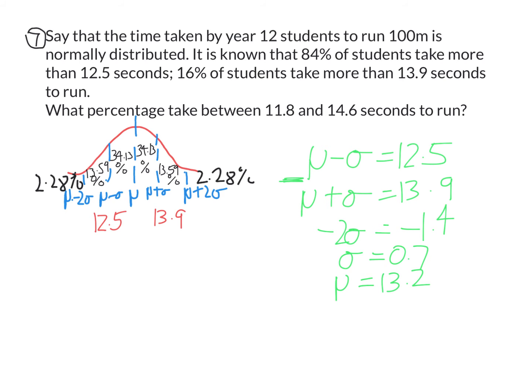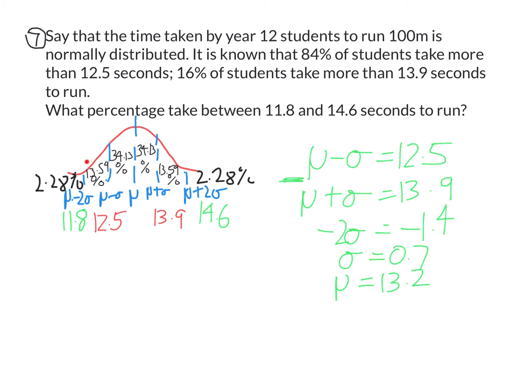So now, to find the percentage between these two scores, I'm going to convert them to z-scores. 11.8 minus the mean divided by the standard deviation is negative 2. So that means 11.8 is here at 2 standard deviations below the mean. 14.6 minus the mean divided by the standard deviation is actually positive 2. So 14.6 is here. This question is really asking us what percentage of students are between 2 standard deviations below and 2 standard deviations above the mean.